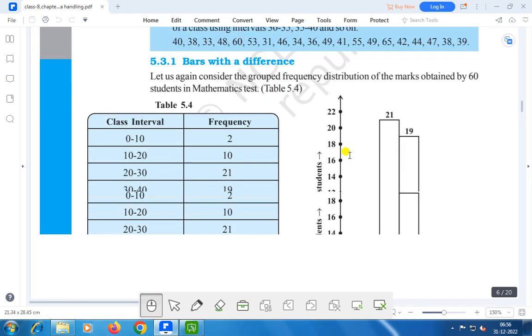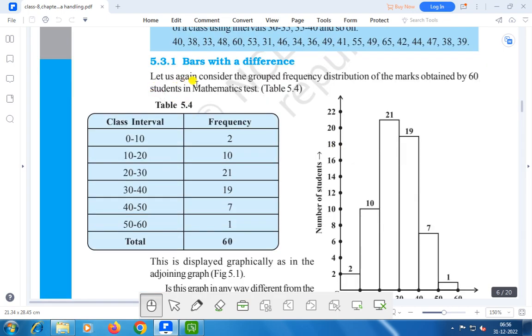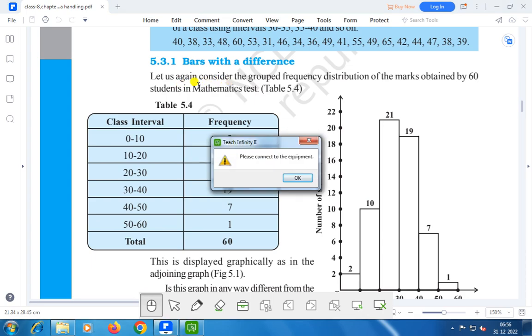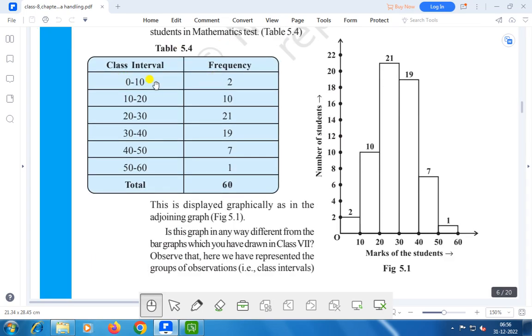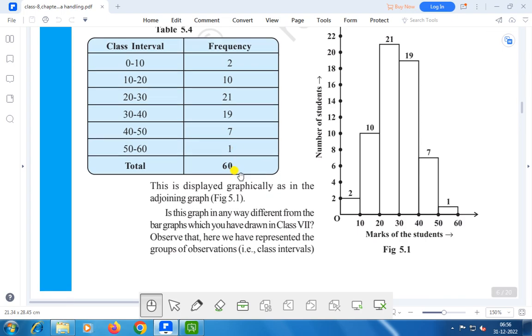Now, bars with a difference. Let us again consider the grouped frequency distribution of the marks obtained by 60 students in a mathematics test. Class interval 0 to 10, frequency 2; 10 to 20, 10; 20 to 30, 21; 30 to 40, 19; 40 to 50, 7; 50 to 60, 1; total 60. This is displayed graphically as in the adjoining graph. This shows the marks of the students and the number of students.